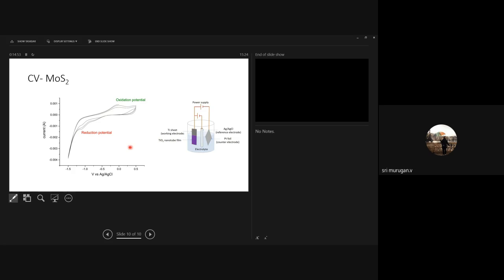So in order to deposit the MoS2 here, I have to fix this potential, the reduction potential of minus 1 volt. Then only can I find some MoS2 to attach here.